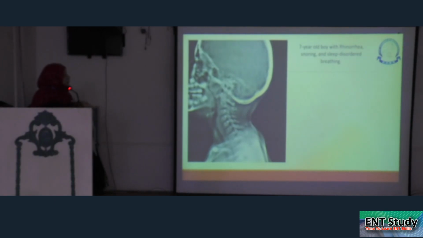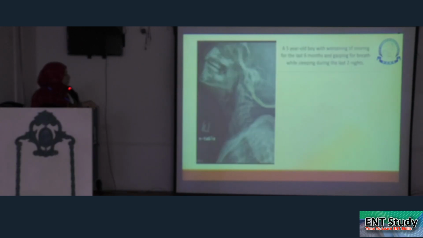This is the X-ray of a 7-year-old boy with rhinorrhea, snoring, and sleep disordered breathing. There is an enlarged adenoid which is causing significant narrowing of the nasopharyngeal air column. The enlarged adenoid itself is not of importance, but how much it is causing narrowing of the nasopharyngeal air column is more important. So this is the enlarged adenoid.